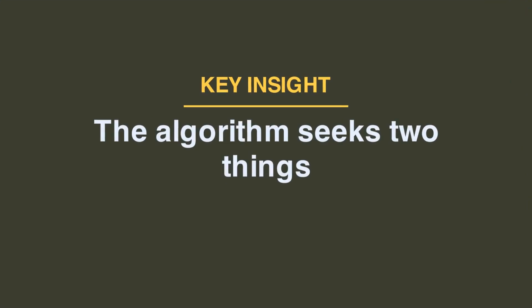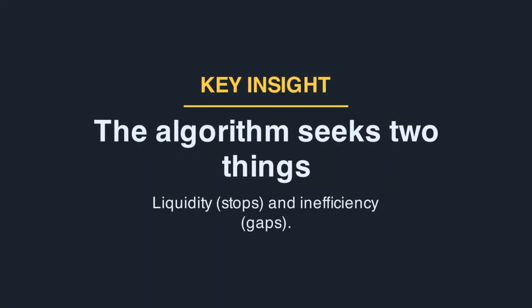Here is the principle that makes IPDA actionable. The algorithm has only 2 real objectives: collect liquidity and rebalance inefficiency. Liquidity sits at obvious highs and lows where stops cluster, that's the fuel. Inefficiency sits inside fair value gaps where price moved too fast to be fair, that's the obligation to come back. Every move you see is the algorithm choosing between hitting a liquidity pool above, hitting one below, or returning to fill an old inefficiency. Read the chart through that lens and the moves stop looking random.